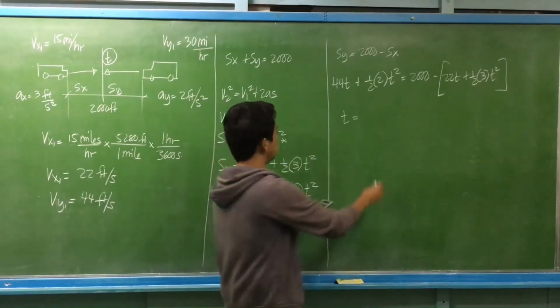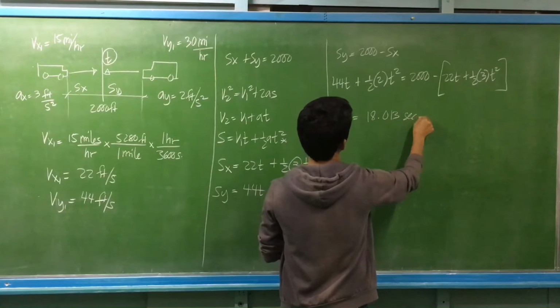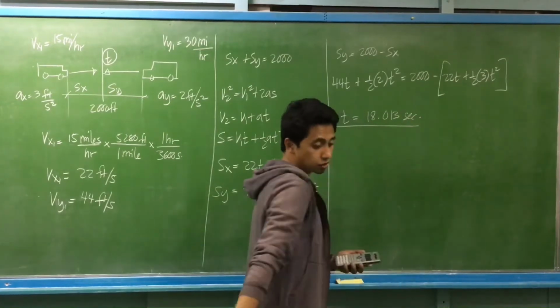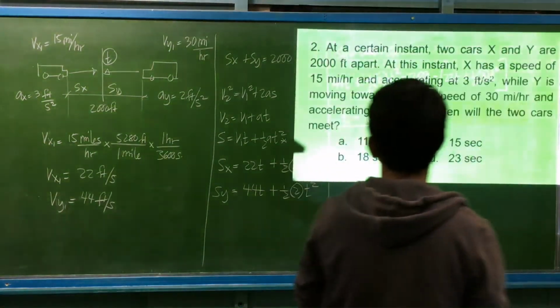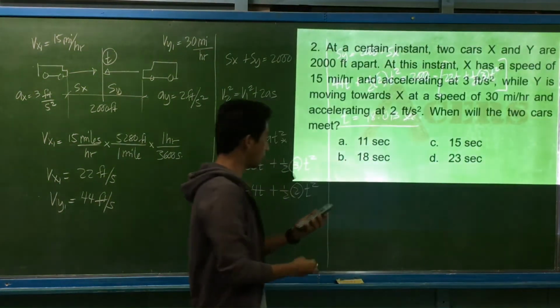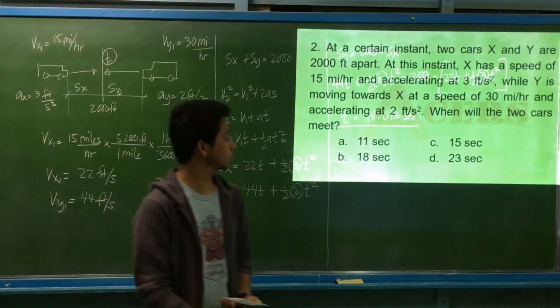And so we have a time of 18.013 seconds. So let us check on our choices. Our closest value to 18.013 is letter B, 18 seconds.